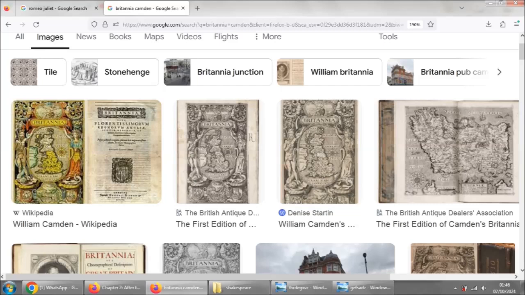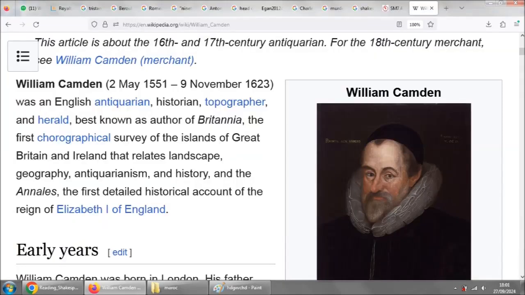All these things are just bogus history, fake manuscripts and everything that they've produced only in the last 100, 200 years. They're showing us these paintings, saying, look, we've got paintings of him. Look, we've got the manuscripts. We've got this, that. This is what England actually looked like 400 or 500 years ago. You see? And it says he's the best known author, an English antiquarian, historian, etc., survey of the British Isles, etc., the first detailed historical account of the reign of Queen Elizabeth I. You see?